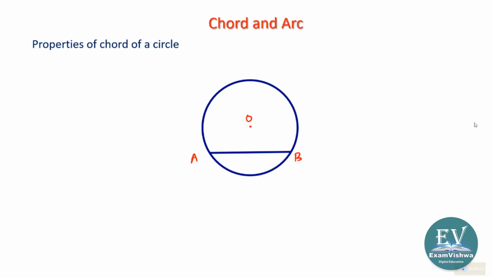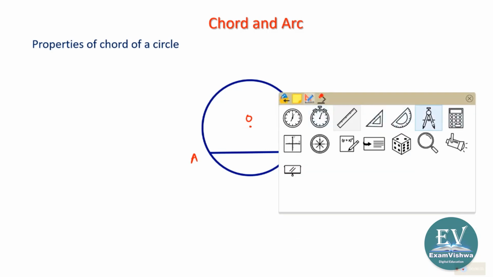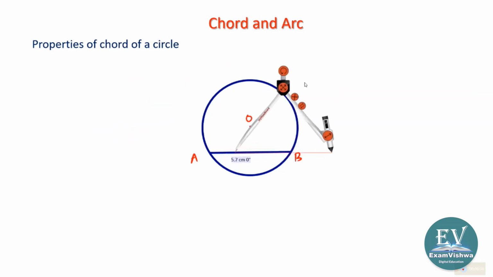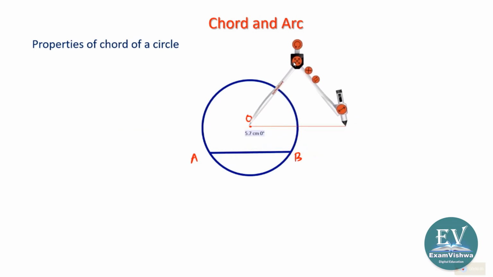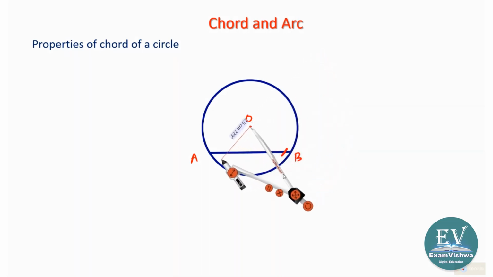Let me draw. And I will be doing it with compass for more accuracy. Let me take the compass. From the center I have to draw, so I will keep the compass at the center. Adjust the compass in such a way that I can draw arc on this side as well as on the other side.